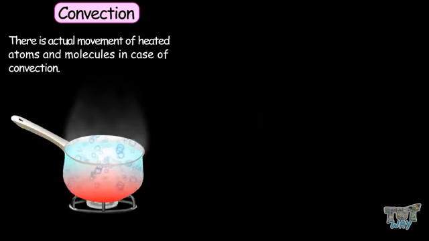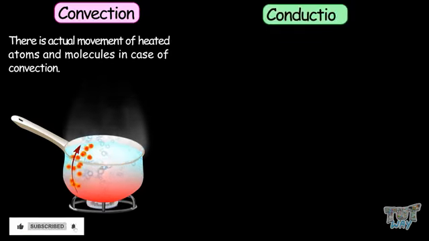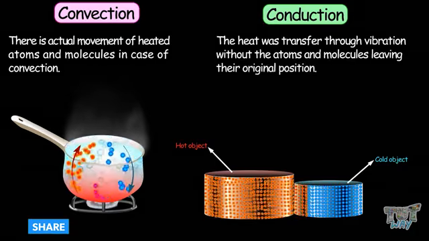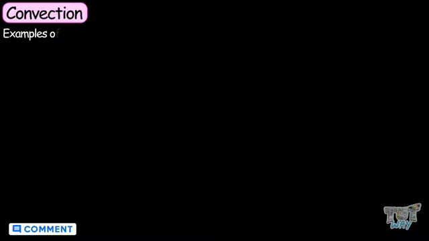So here is the actual movement of heated atoms and molecules, whereas in conduction, the heat is transferred through vibration. Atoms or molecules do not leave their original position. Now let's have some examples of heating through convection.